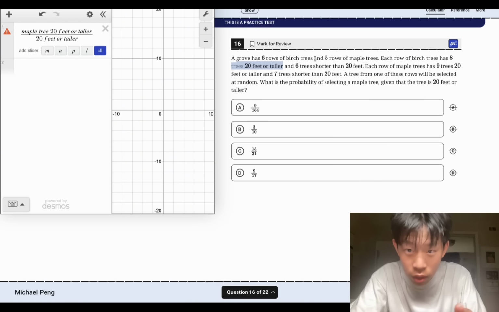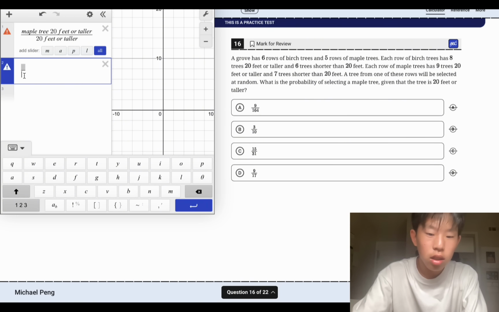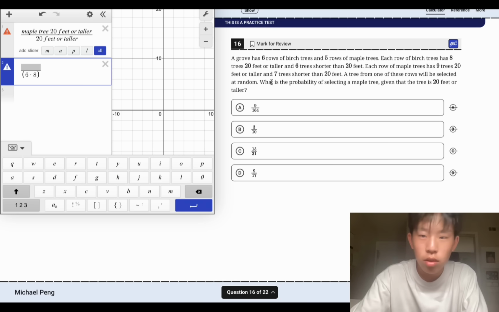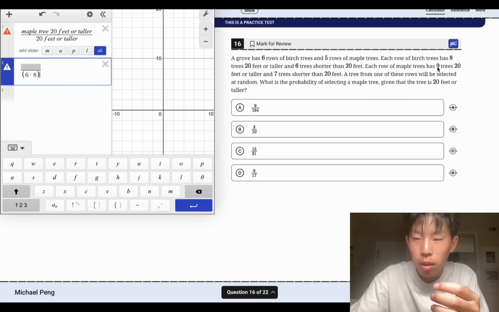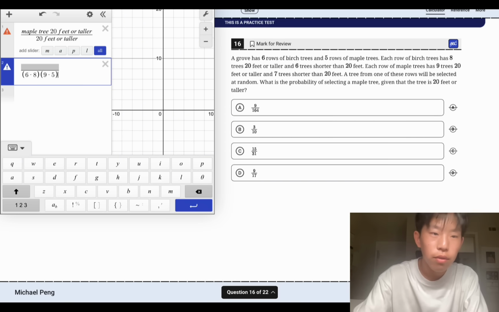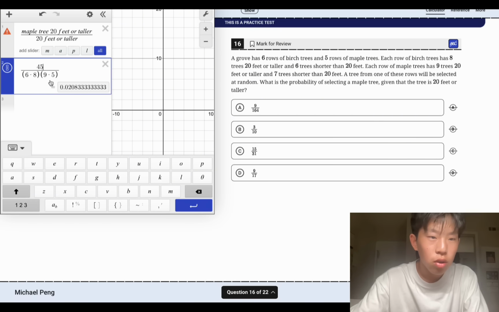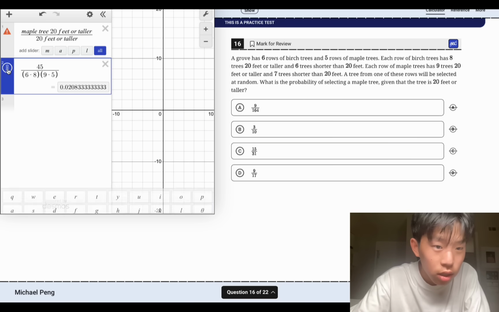How many rows of birch trees are there? There's 6. So that's 6 times 8. And then remember, there's also maple trees. How many maple trees are 20 feet or taller? There's 9 trees. 9 times 5. And now, how many maple trees 20 feet or taller are there? So there is 9 maple trees 20 feet or taller, correct? And then how many rows? 45. So what is this? How do you simplify this?